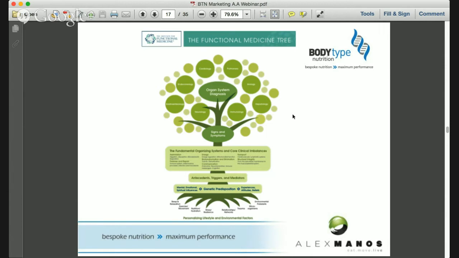So essentially, functional medicine takes a roots up perspective. Conventional medicine often will take a leaves down perspective, so to speak.